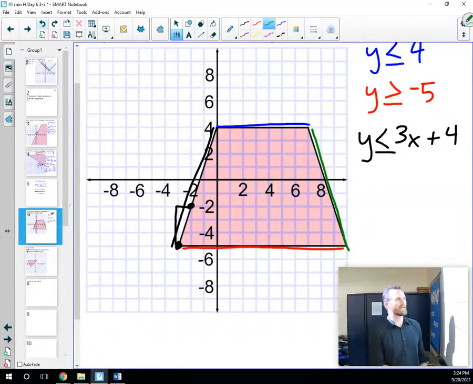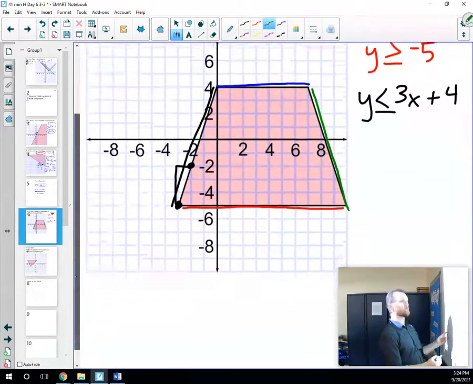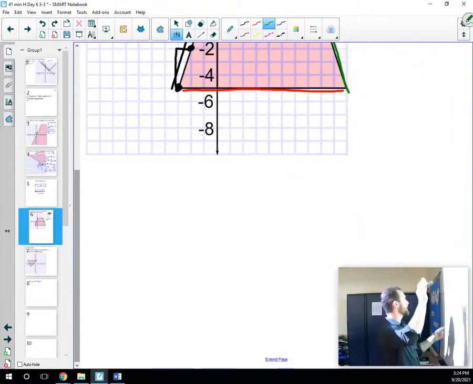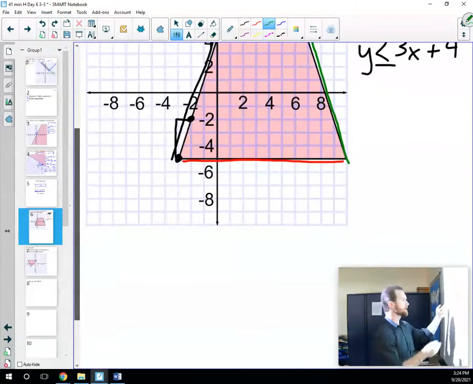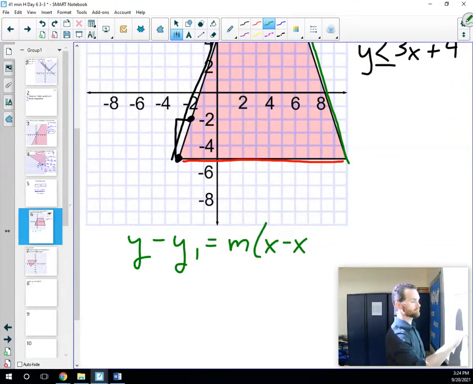Now, the reason I saved this one for last is because we know it's going to have a y-intercept, but it's not easy to see. It's not easy to see this y-intercept, so we're going to use point-slope form. I'm going to do my work down here and then bring my final answer back up. So let's write point-slope form. It's y minus y1 equals m times x minus x1.